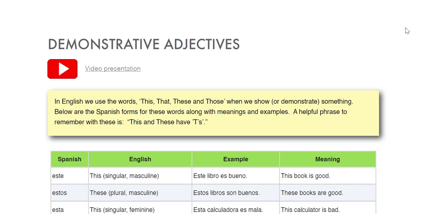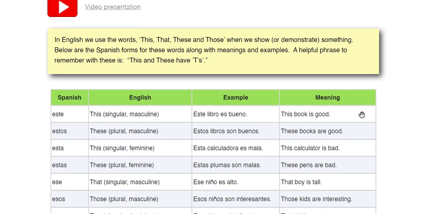Below are the Spanish forms for these words, along with meanings and examples. A helpful phrase to remember with these is: this and these have T's. That little phrase will help you differentiate between some words that are very similar, as you'll see. So this and these have T's. Okay, here we go, demonstrative adjectives.